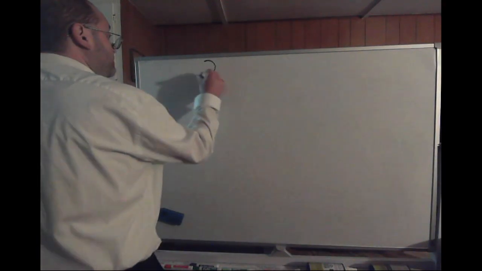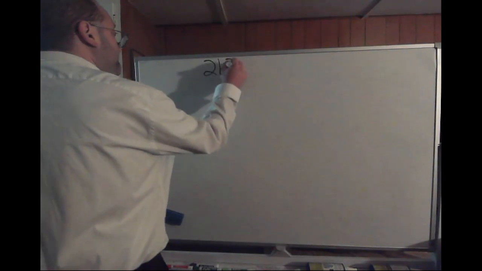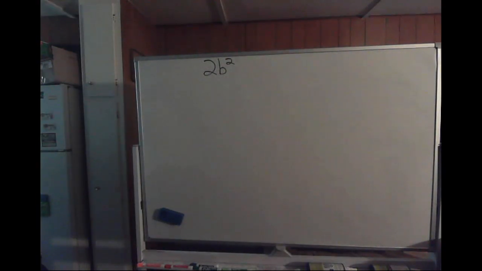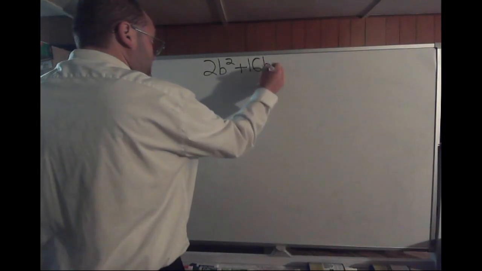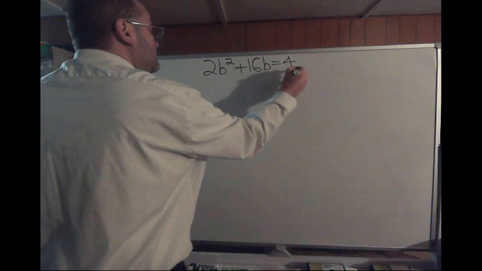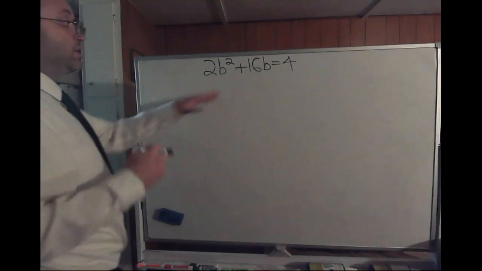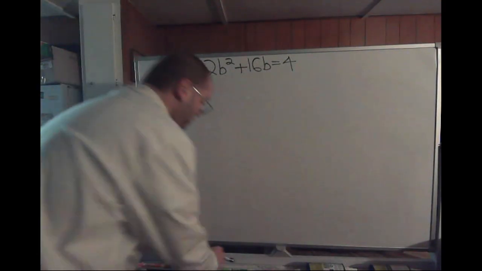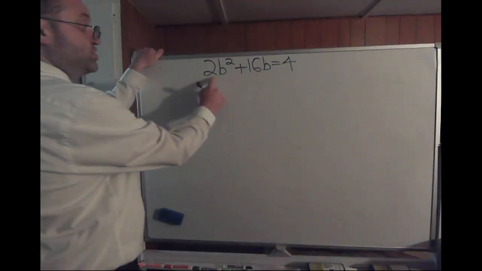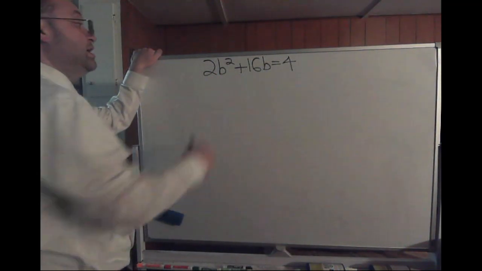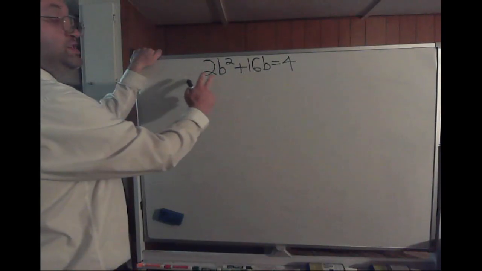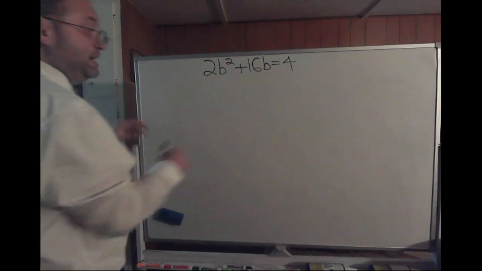Alright, let's see here. Now, here's something different. We have 2b squared plus 16b equals 4. Alright, so we have 2b squared plus 16b equals 4. Well, notice the coefficient on the b squared term is not 1. We have to make it 1. How do we make it 1? Divide by 2. But we have to divide everything by 2.